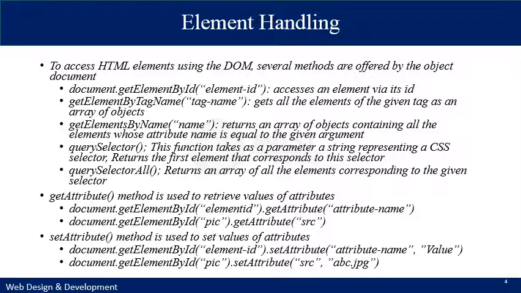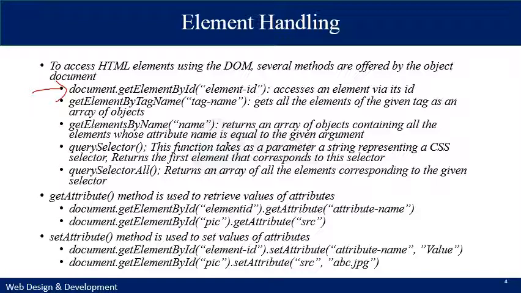So event handling refers to the handling of events generated by the elements of your web page. To access the HTML elements using the document object model, there are several methods offered by the document object. The most important and the most widely used is document.getElementById, and then you specify the ID of a specific element. It accesses one element using its identification.